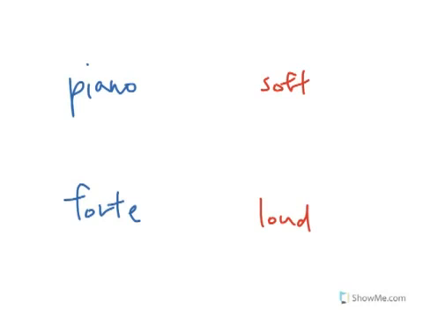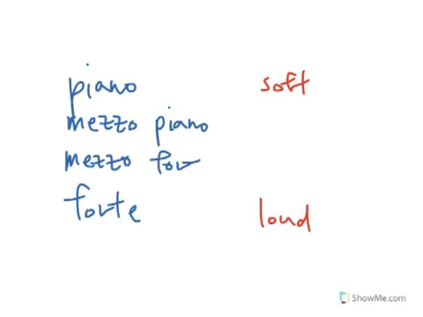And all the other dynamic markings are basically derived from these two. So if you add a mezzo, piano, mezzo means moderately. So in this case, mezzo piano means moderately soft, not quite as soft as piano. And mezzo forte means not quite as loud as forte.